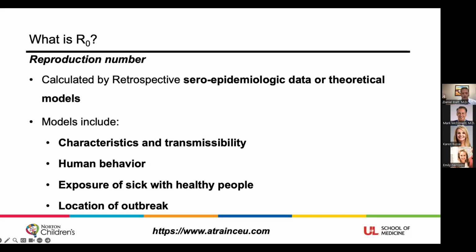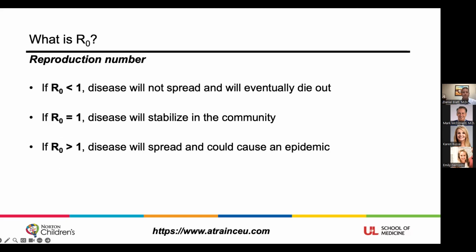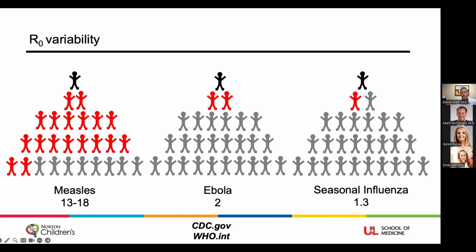It looks at human behavior, contact between sick and healthy people, and the models also factor in where an outbreak occurs geographically. In essence, R naught aims to tell us that for every person infected, how many people will a disease spread to? If R naught is less than 1, the disease will die out, and if it's greater than 1, it will spread. So here we have a picture of the R naught of measles, Ebola, and influenza.